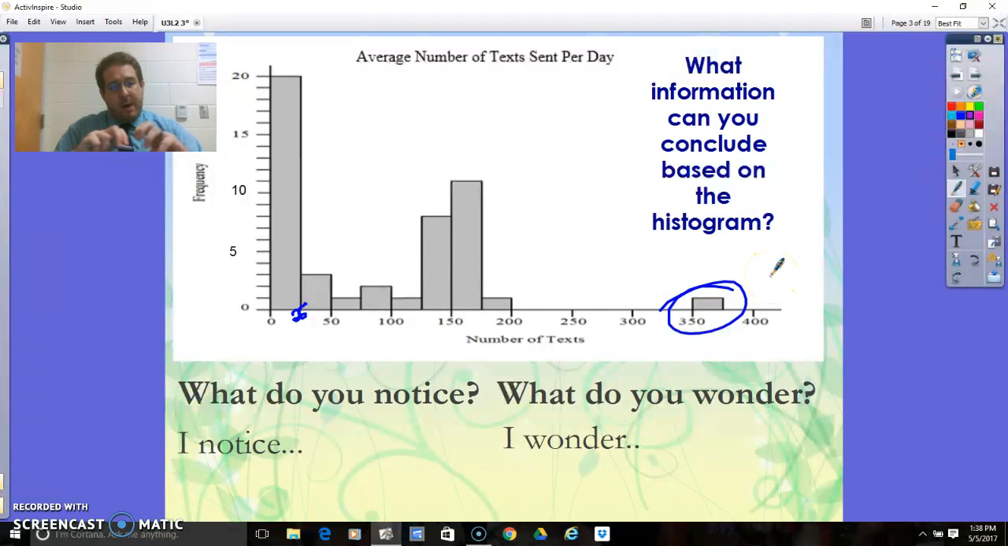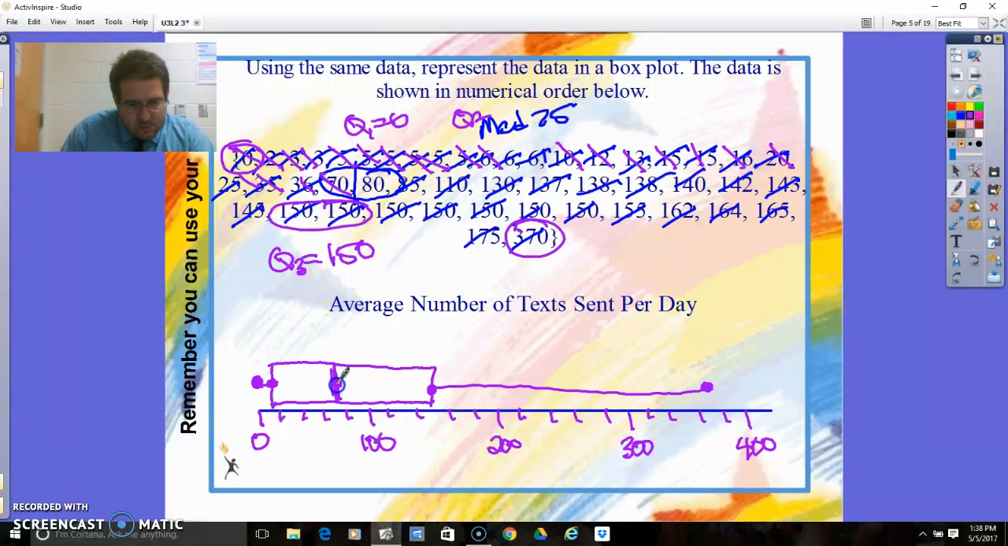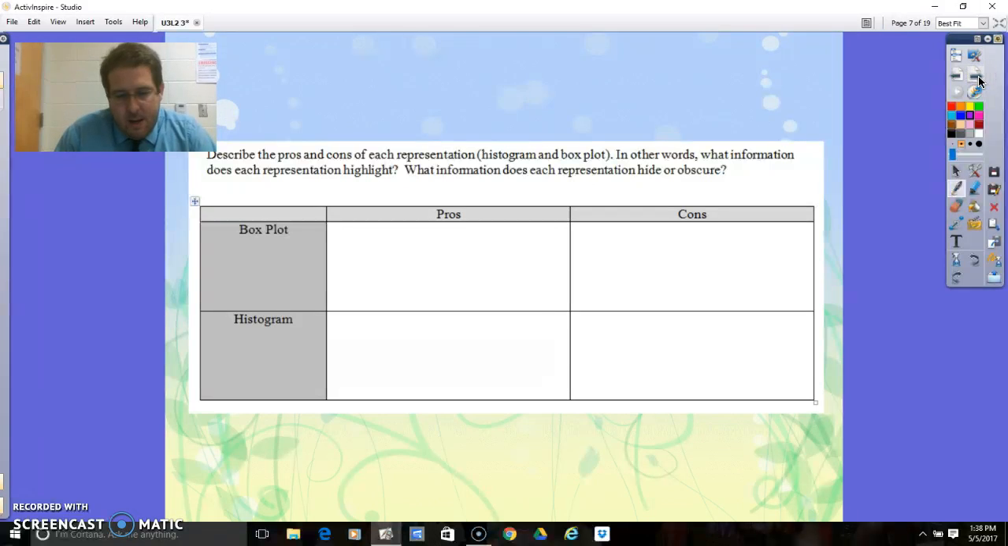So a histogram is better at showing spread because it's splitting up the data into more groups. But if I'm trying to find the center, this is not very helpful. I cannot find where exactly the middle is, but on a box plot, the middle is easy. It's right here. It's right where the median is. So those are some differences between histograms and box plots, the pros and cons there.